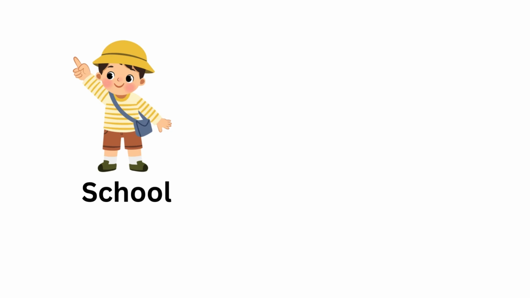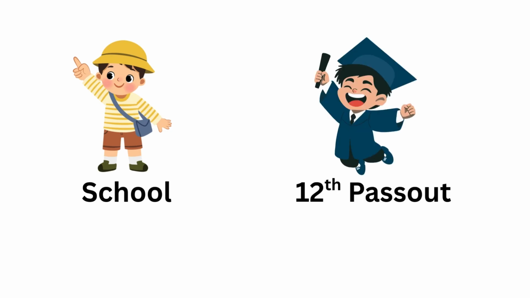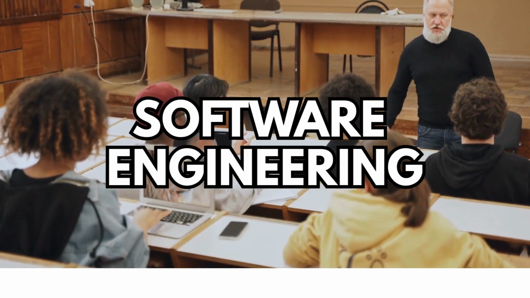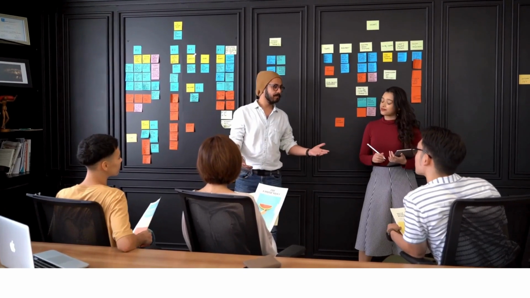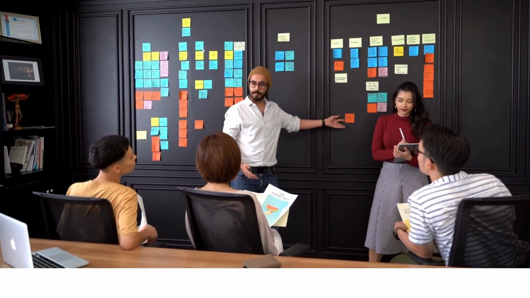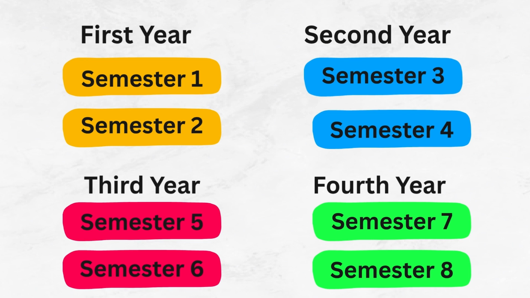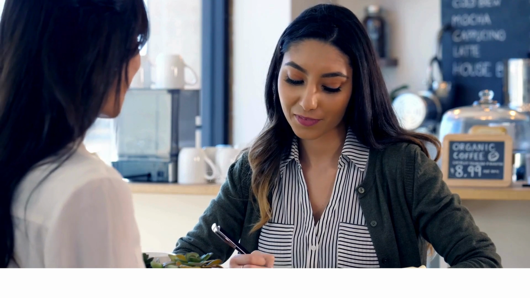So, if you're a school going student, or if you've passed 12th grade and you're interested in the field of software engineering, then this video is just for you. Because in this video, we'll discuss what subjects you study in software engineering when you choose this branch for 4 years. And along with that, I'll also give you important tips about which subjects are important from the placement perspective.